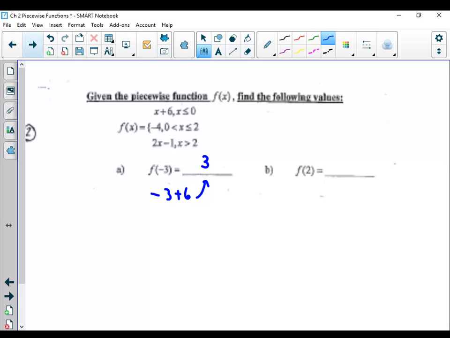Which part of the function would I use to figure out what f of 2 is? The first, the middle, or last? Middle. They said that's when x is less than or equal to 2. And this one, we don't have to plug anything in because they said the output is -4.